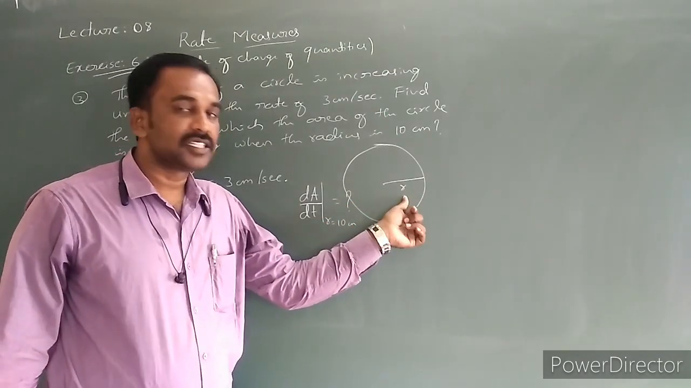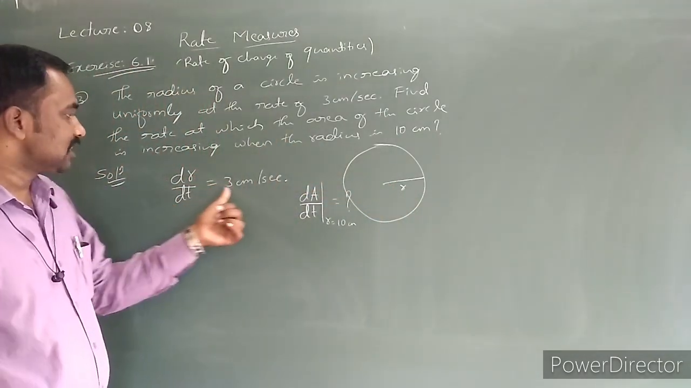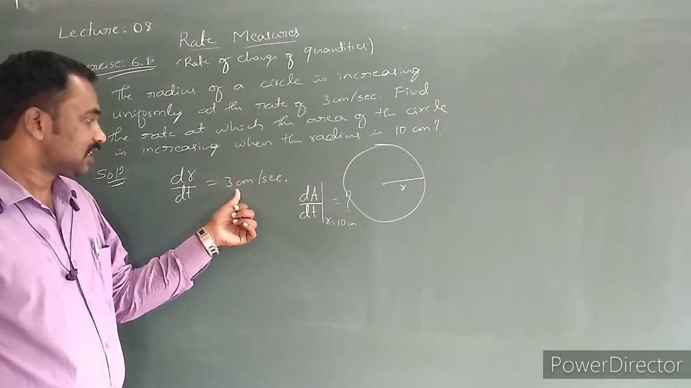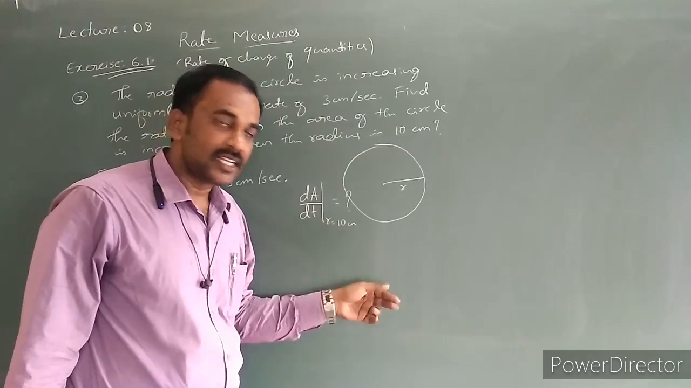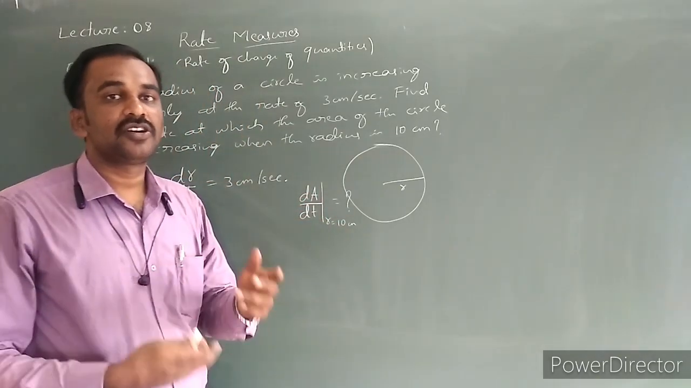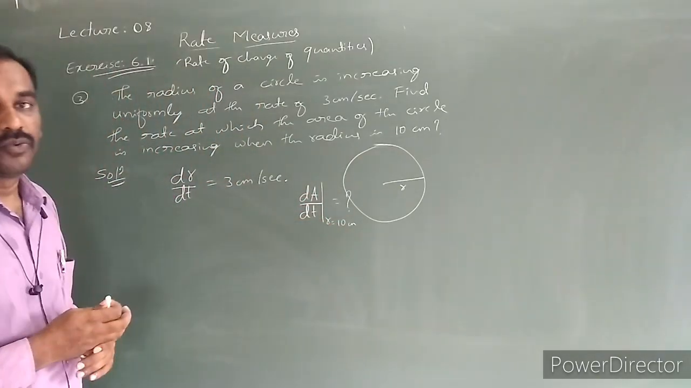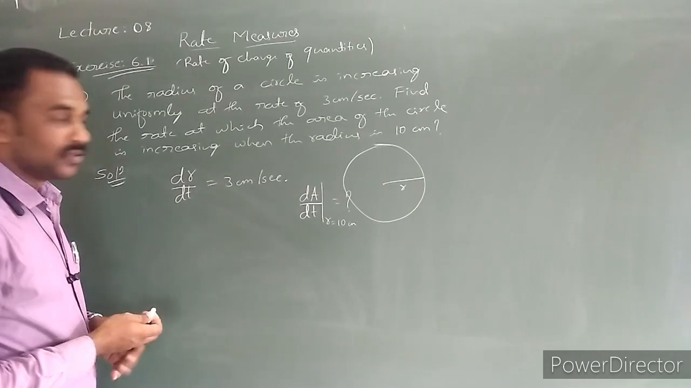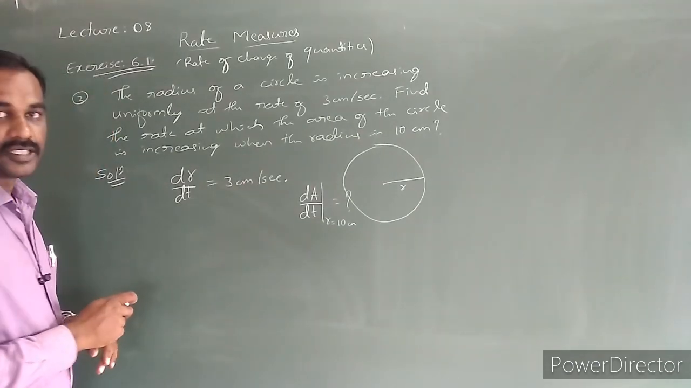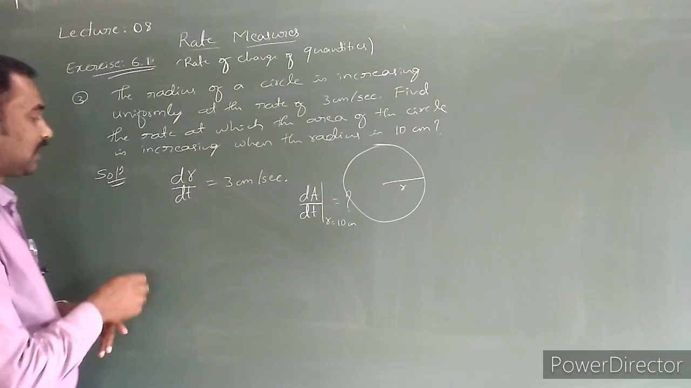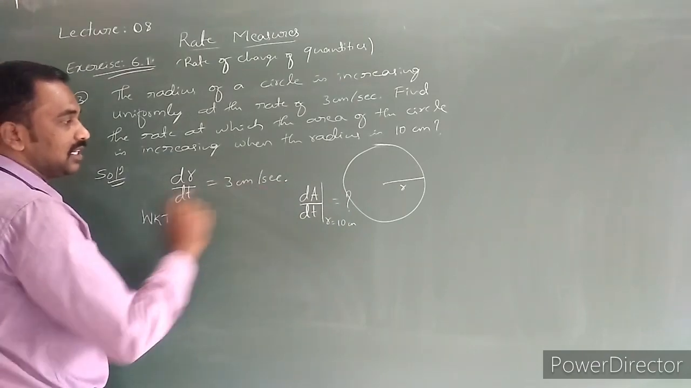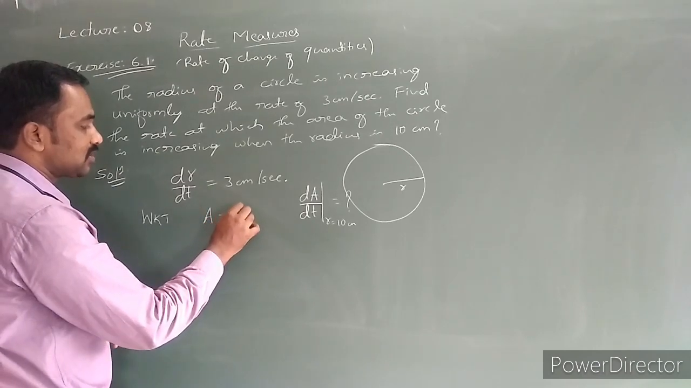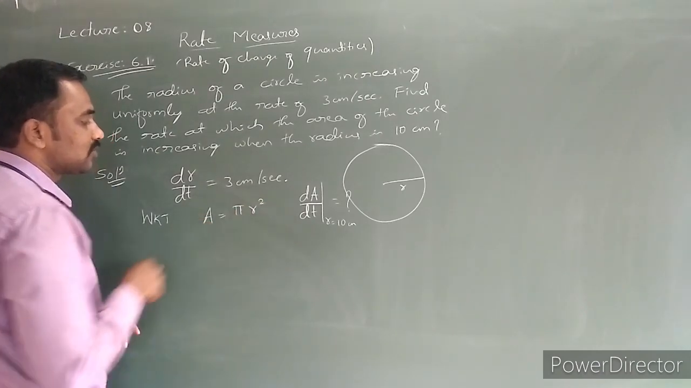The radius is 10 cm and the radius is increasing uniformly at the rate of 3 cm per second. At radius 10 cm, what is the change of area of the circle with respect to time? Very simple. We have just written the given data and what we need to find. We know the area of the circle is pi times r square.